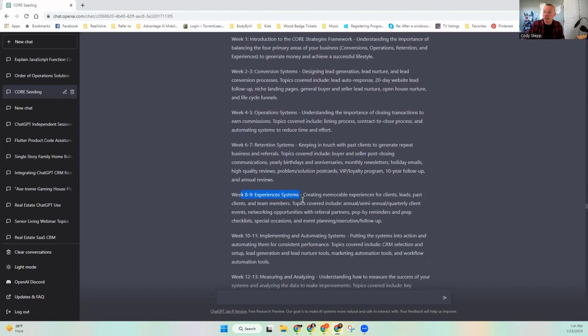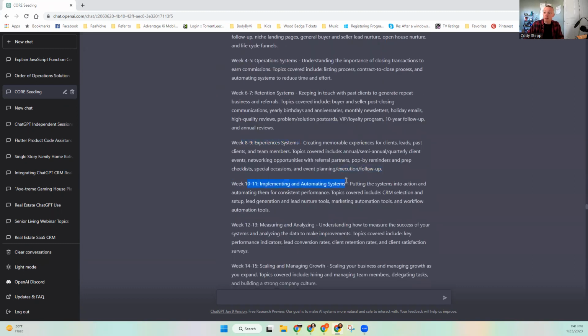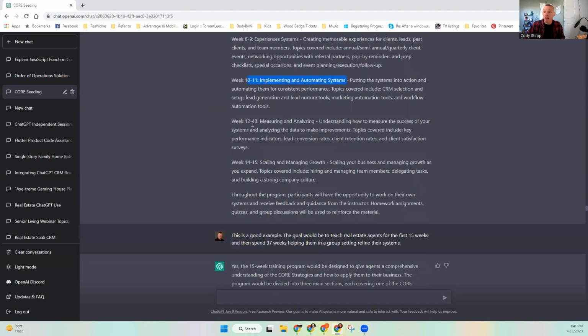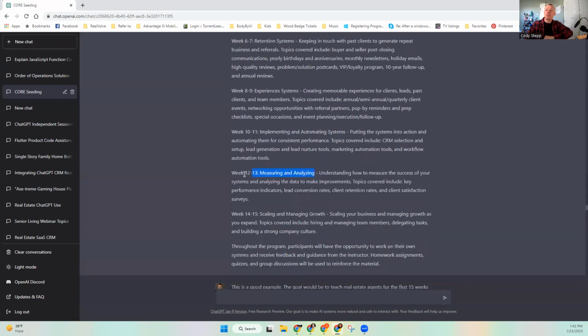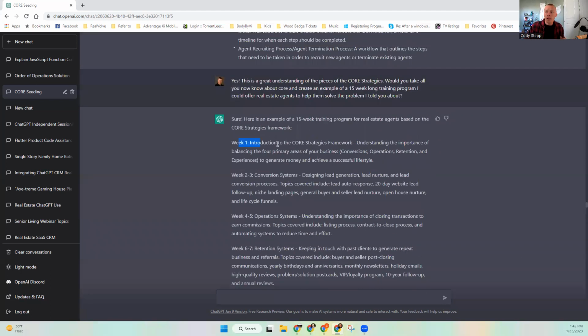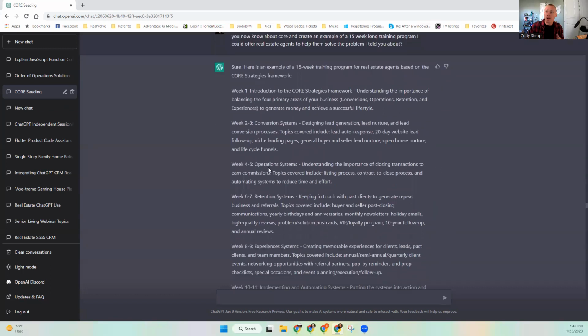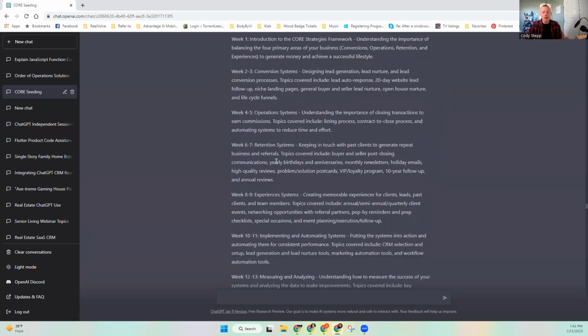Weeks 8 and 9, experiences, systems, implementing and automating systems, measuring and analyzing. These are all great things. And truthfully, some of this stuff we actually do integrate into our programming. What I did think was interesting was sometimes it has like 2-week chunks, right? So that was interesting. Week one is kind of an intro, but then it breaks out in these 2-week chunks. So I thought that was interesting.